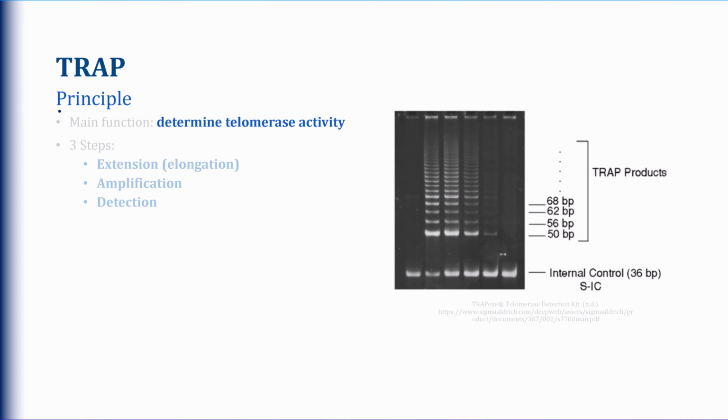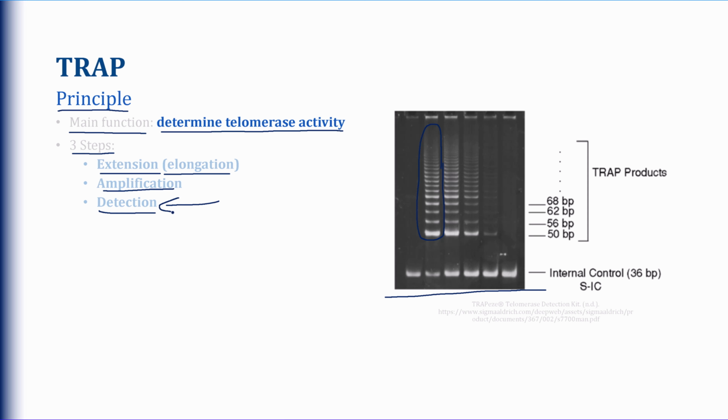Let me begin by discussing the principle of TRAP. The main function of TRAP is to determine telomerase activity. Here to the right, you can see a figure, a gel electrophoresis of TRAP products. These are the bands that you can expect with the conduction of a TRAP experiment. There are 3 steps to the telomerase repeated amplification protocol. The first one is extension or elongation. The second step is amplification, and the third step is detection. Generally speaking, detection is performed by gel electrophoresis, specifically polyacrylamide gel electrophoresis.